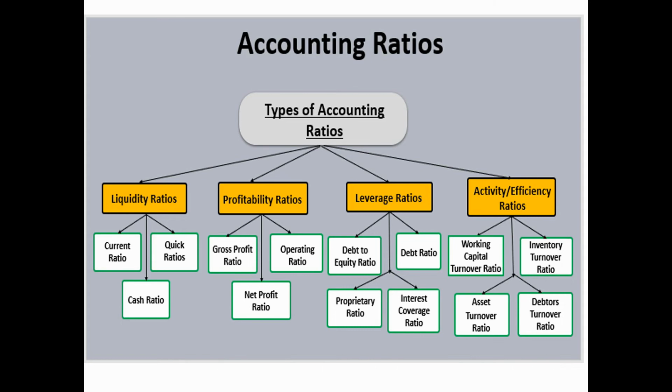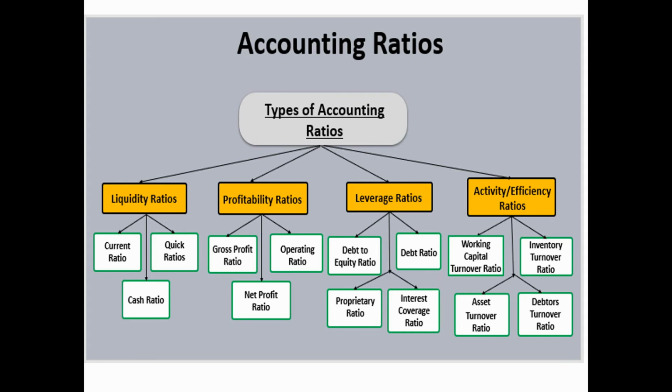Altogether, there are more than 35 ratios. Selecting one or two ratios is very important to evaluate the company. Why? Because different investors have different perceptions. Suppose an investor wants to know the liquidity position of the company, then he or she may apply the liquidity ratios. And other investors who want to know the company's profitability position can apply the profitability ratios.